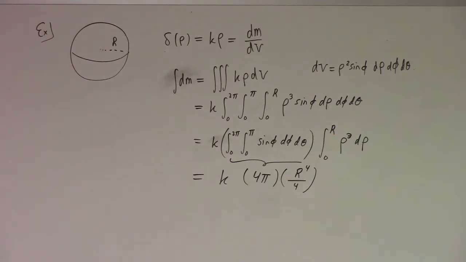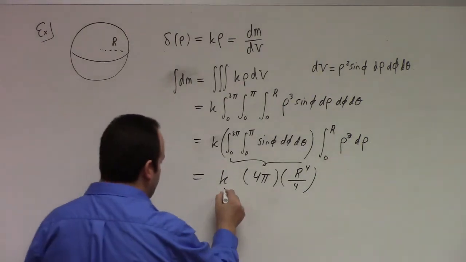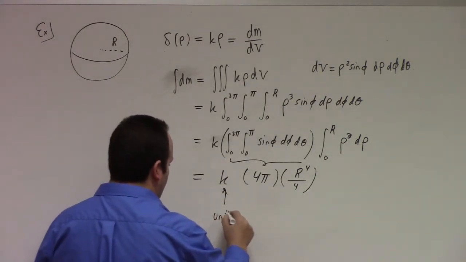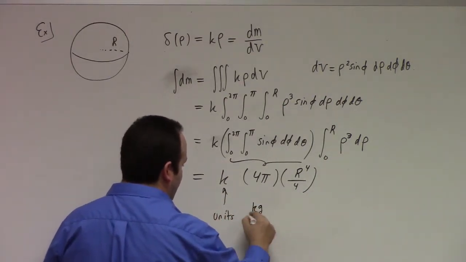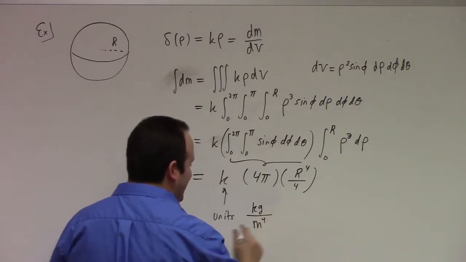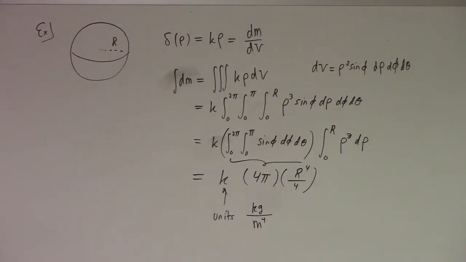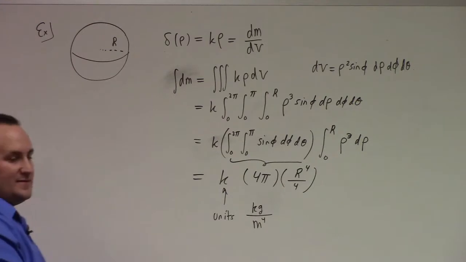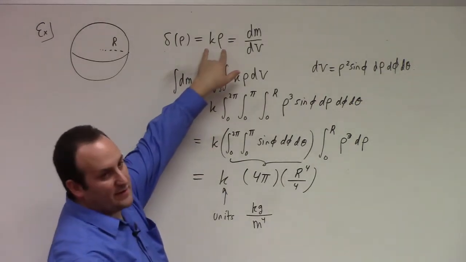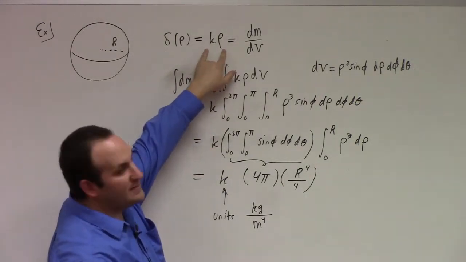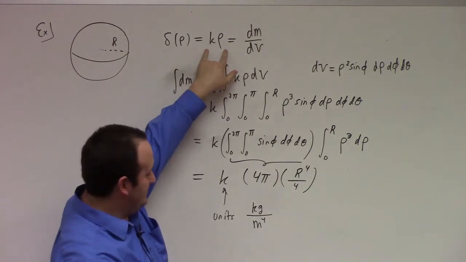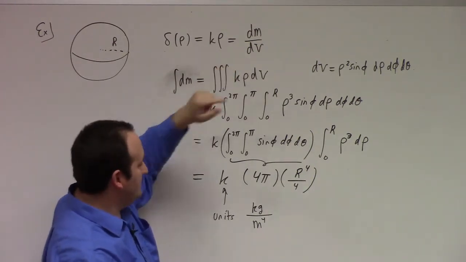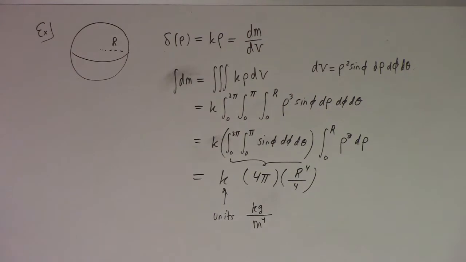What do the units have to be on k? Something like kilograms per meter to the fourth, because the original formula should be kilograms per cubic meter. Or just for the final one. Yeah, for the final one.